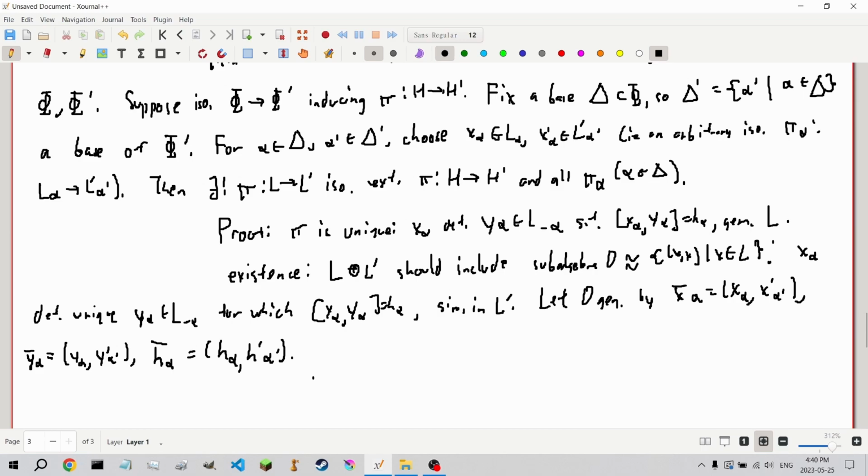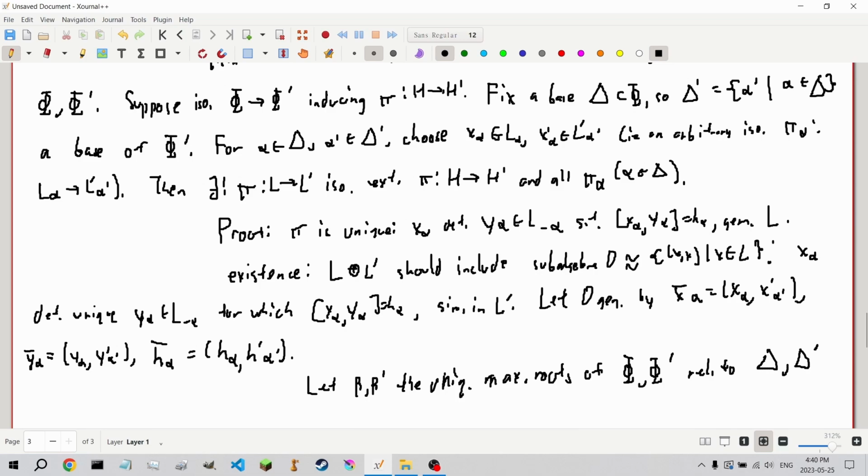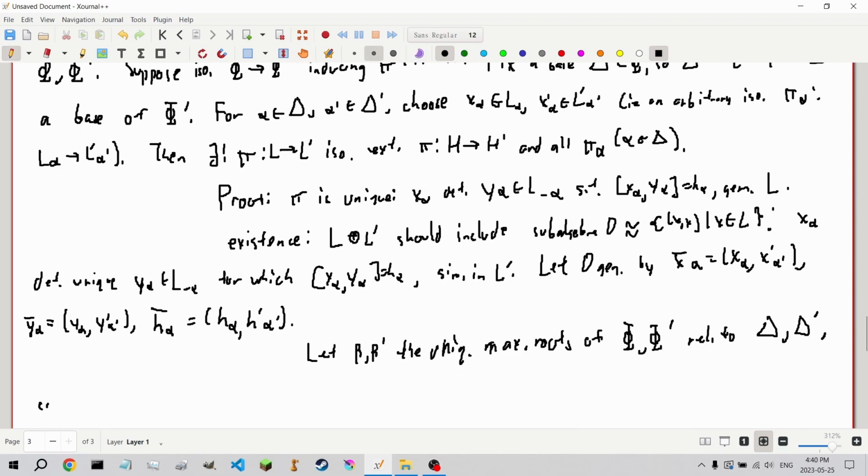So we know that phi and phi prime are irreducible since we're in a simple context. Let beta and beta prime be the unique maximal roots of phi and phi prime relative to delta and delta prime, which correspond under our natural map phi to phi prime. So we're going to choose arbitrary non-zero x in L in the root space of beta, x prime in the root space of beta prime.